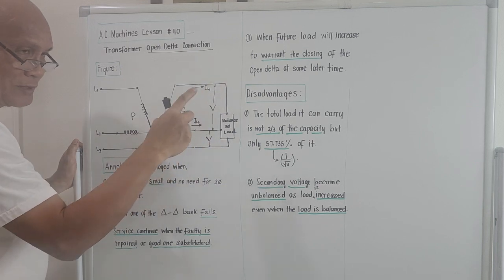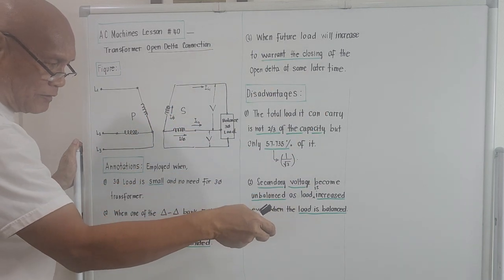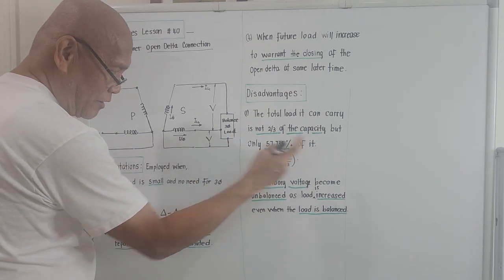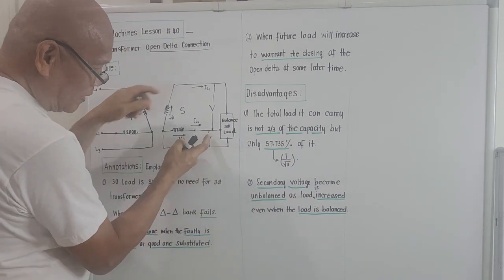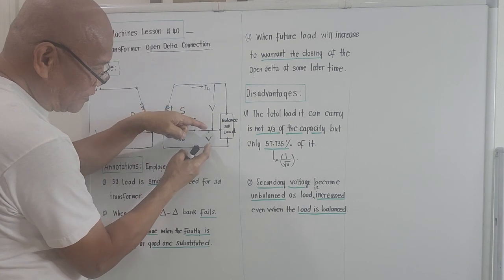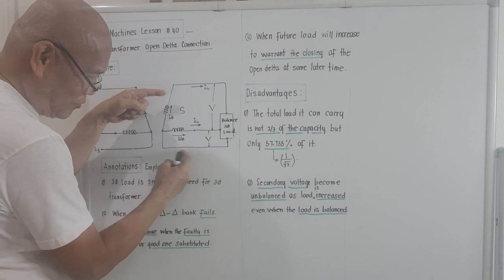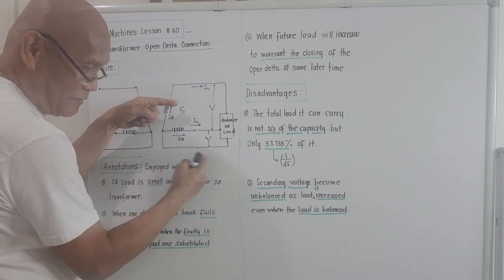So according to the disadvantages, when the load is increased, or even when the load is balanced, this voltage B here will not be equal to this. It will not be equal. You see, there's no winding over here.